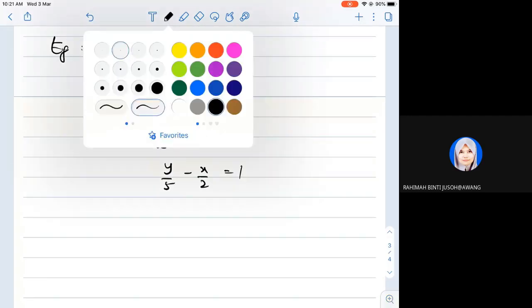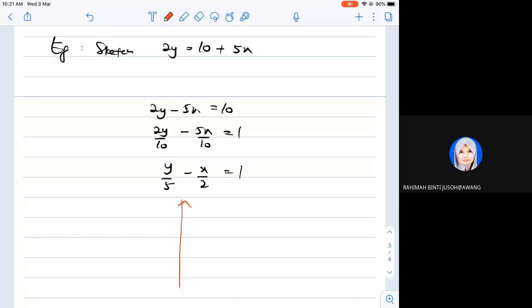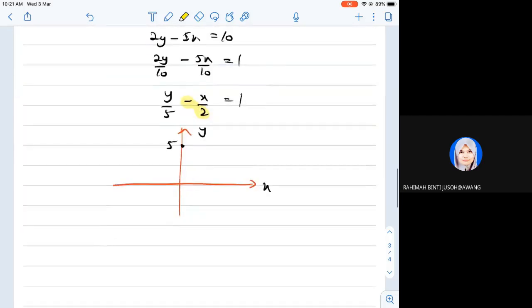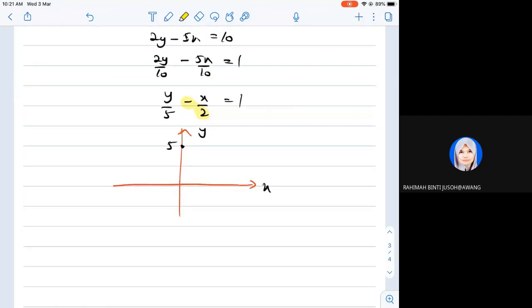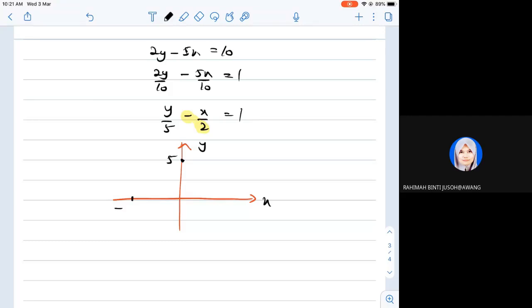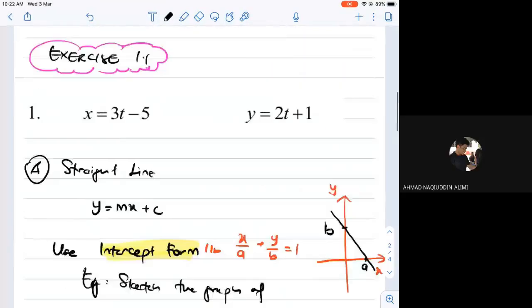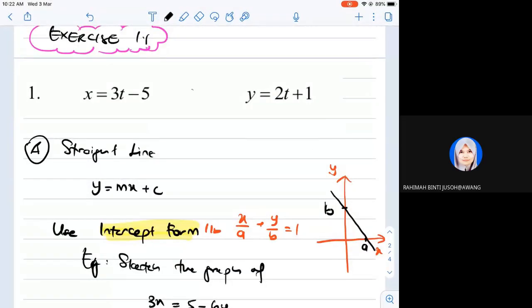Okay, now we can sketch easily this equation. x, y, so y equals to 5. Okay, positive, y equals to 5. How about x? -2. Yes, -2. So you have to be careful here because we have negative. So negative should be on the left-hand side. So we will have -2 right here. So therefore, the straight line should be like this. Okay, understand? Understand, madam? Yes. Okay, jom kita buat soalan nombor ni.